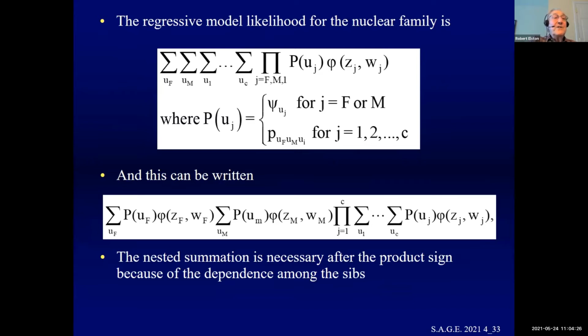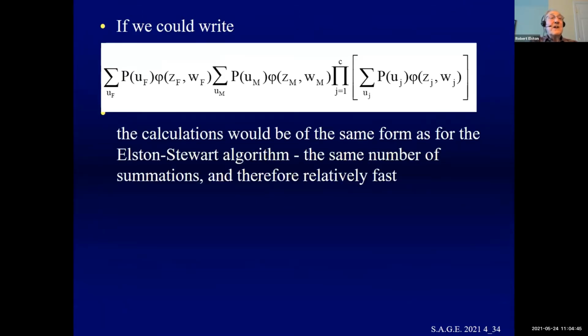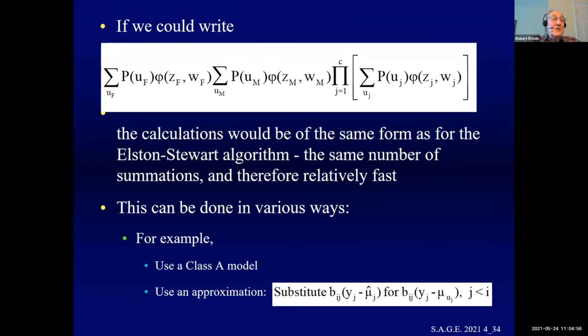All right. You notice there's a nested summation here, and that's necessary after the product sign because of the dependence amongst the sibs. If we could write it this simple way, then the calculations would follow the same form as the Elston-Stewart algorithm, the same number of summations, and therefore be relatively fast. This can be done in various ways. For example, you can use a class A model, or you can use an approximation. I'll say a little bit more about what that approximation is.